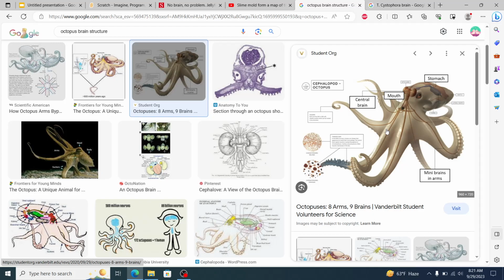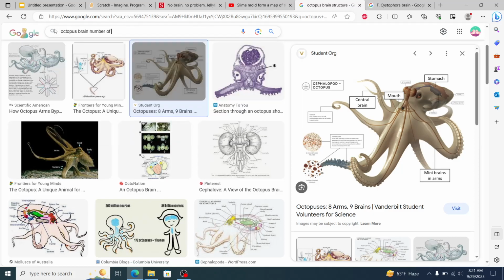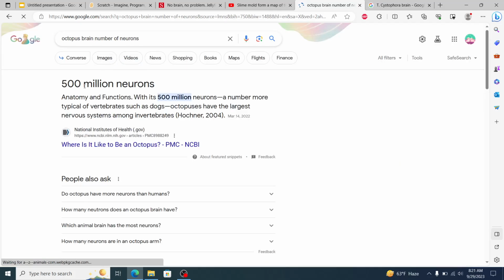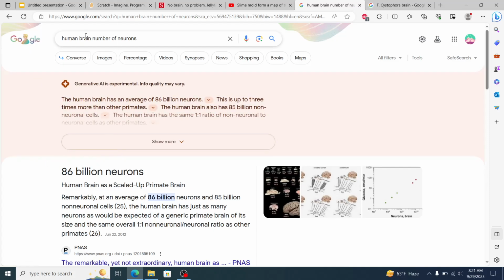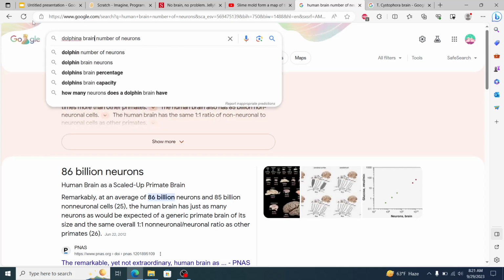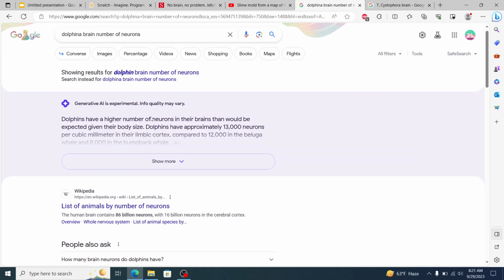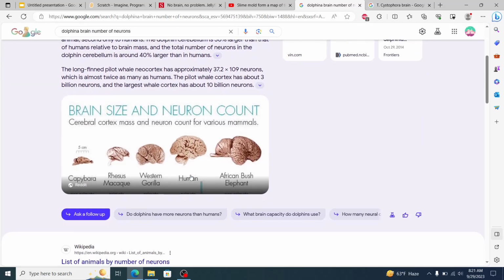And overall, the octopus brain is actually very small compared to other creatures. If we look at octopus brain number of neurons, I can tell you it's around 500 million. We'll just show 500 million neurons. And then let's do the human brain, which is around 86 billion. And then we'll do a dolphin brain. This is giving, there we go, 10 billion neurons.